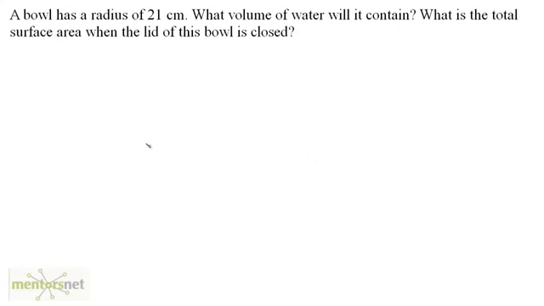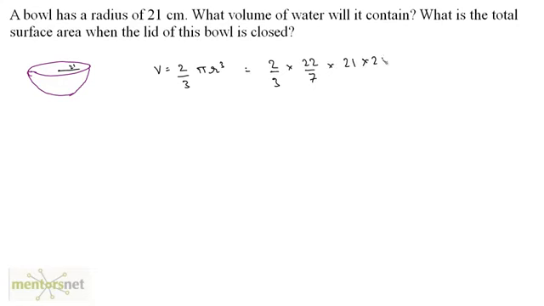A bowl has a radius of 21 centimeters. What volume of water will it contain? And what is the total surface area when the lid of this bowl is closed? A bowl is basically a hemisphere, right? Now we have to calculate the volume of this hemisphere, and we've been given the radius, that's 21. So the volume of this hemisphere is equal to 2/3 of pi r cube, and that will be 2 by 3 times 22 by 7 times 21 times 21 times 21, isn't it? So 7 times 3 is 21, this 3 and 3, this 3 goes out. We have 2 times 22, that is 44, times 21 times 21, and that is 441, which when multiplied by 44 will give you 19,404 cubic centimeters. So this much water this bowl will contain.